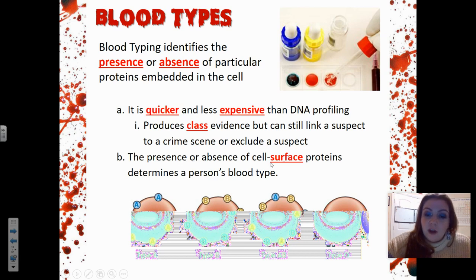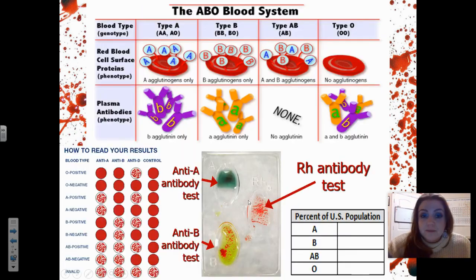The presence or absence of a cell surface protein, so they're literally on the surface of the red blood cells, determines a person's blood type. So looking at this picture here, again, if you have the A protein, you're type A. If you have the B, you're type B. If you have both, you're type AB. And if you don't have any, you're type O.